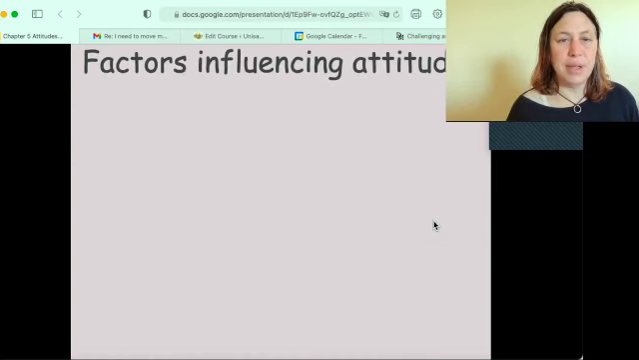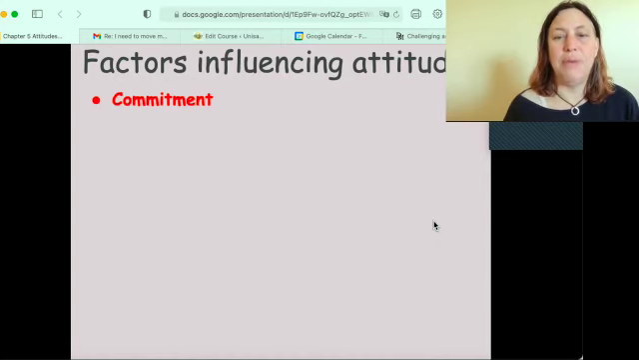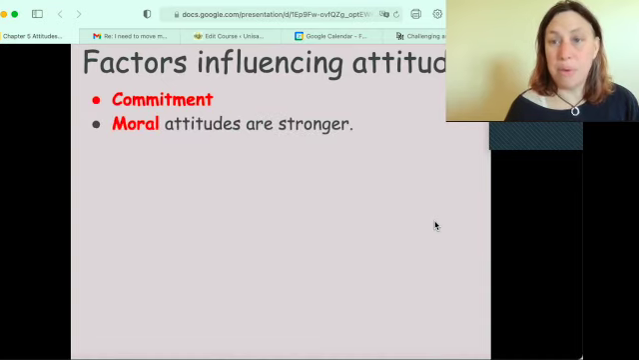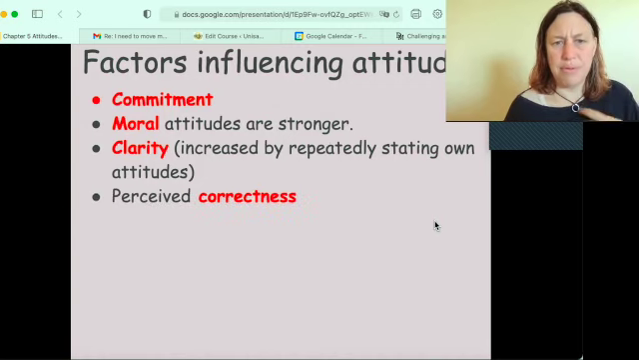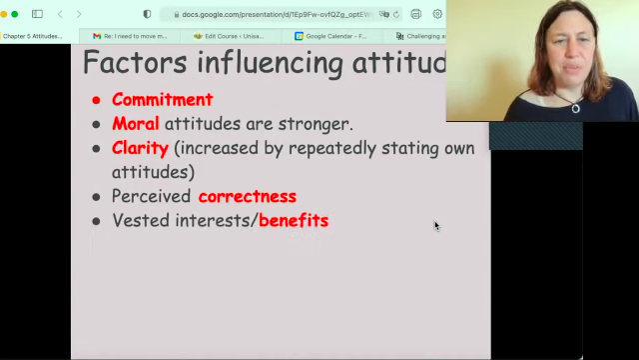Little test. Factors influencing attitudes. Commitment. What other factors would influence attitudes? Whether you're committed to the attitude, whether it's a moral attitude, whether you have to say it again and again and again, which creates clarity. Clarity, I always forget clarity, it's not obvious. Whether you perceive it as correct or not, whether everyone else perceives it as correct or not. Like slavery is no longer considered to be correct. Vested interests or benefits, who stands to gain? If you stand to gain, then you're very likely to have an attitude that supports that.